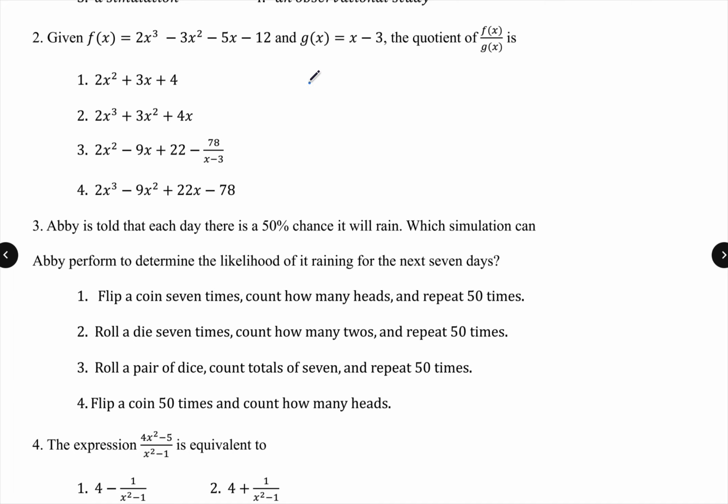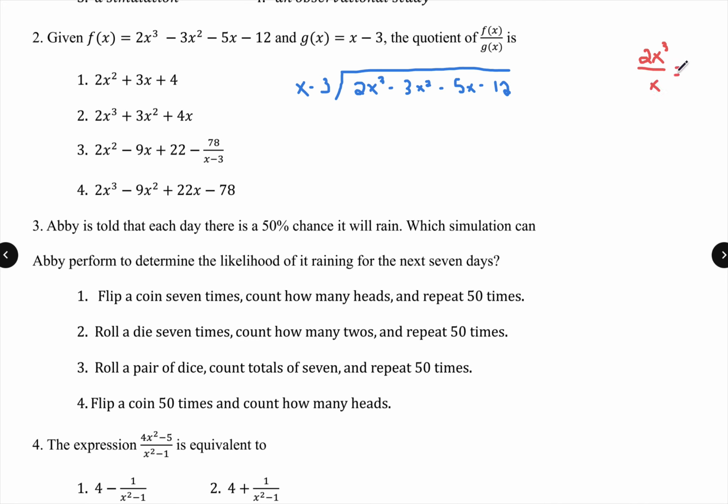So I would set it up, and I'd say, just like before, x minus 3, and then inside my parentheses, I have 2x to the power 3 minus 3x squared minus 5x minus 12. I always like to start, because I think it helps you organize, over here: what's my leading term? 2x cubed. And that's being divided by just x.